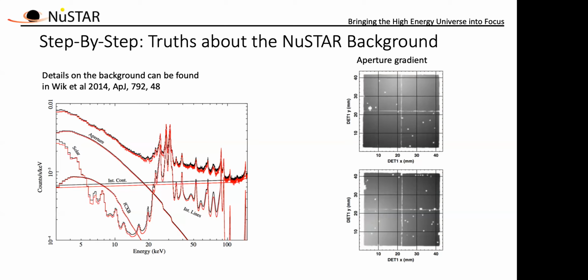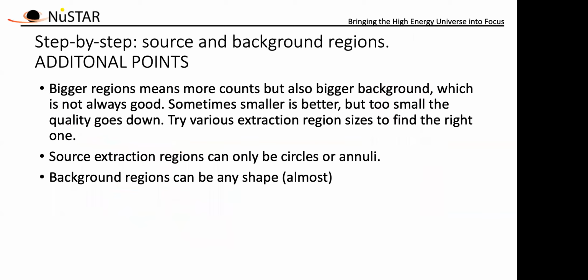So if your background and your source die out somewhere below 20 keV, that's where you want your background region to be as close as possible to your source, because you have this difference in the background. So you can go read that Daniel Wik paper. I have the link here to get more details about the background.